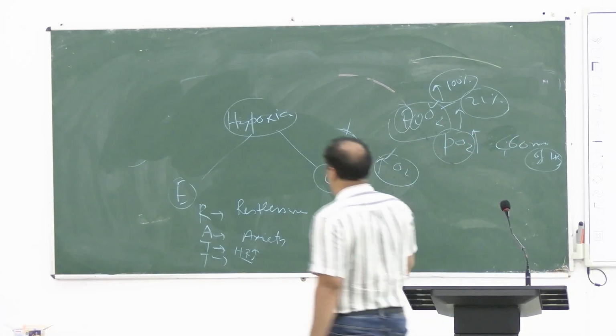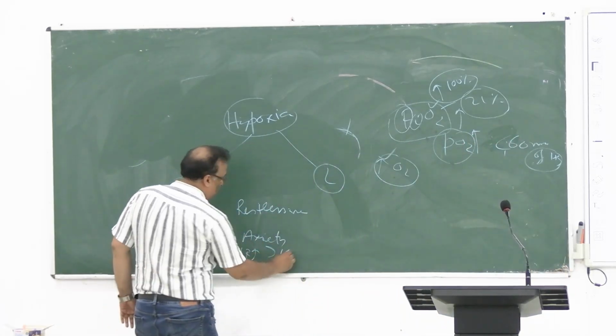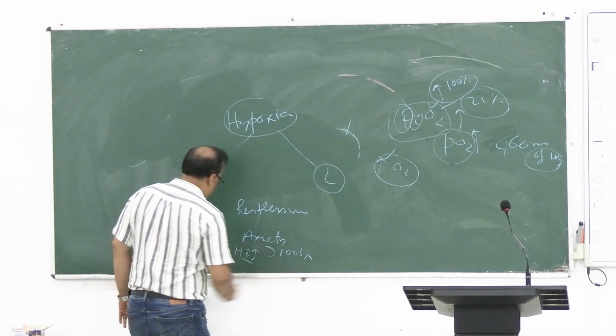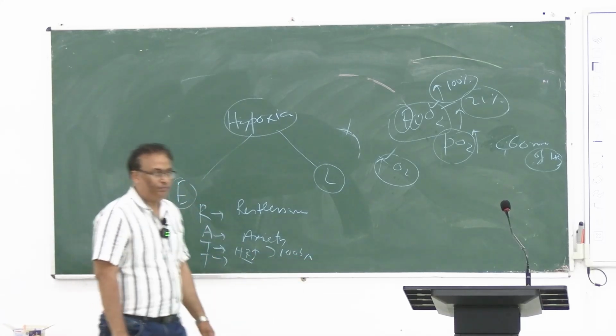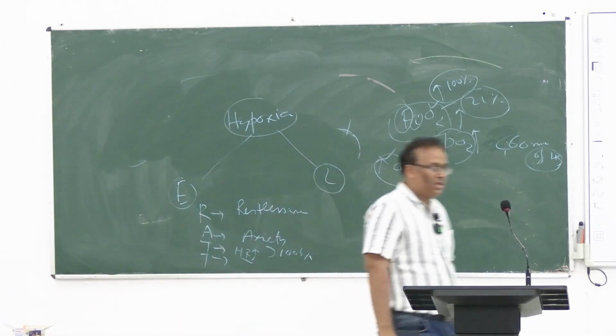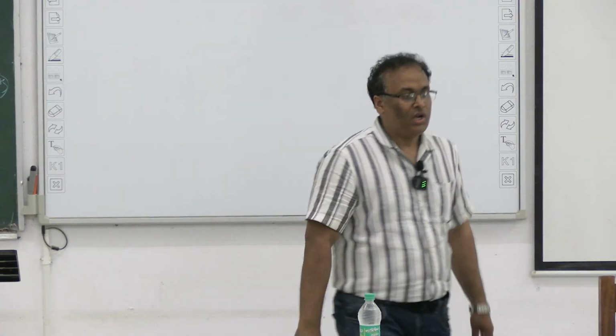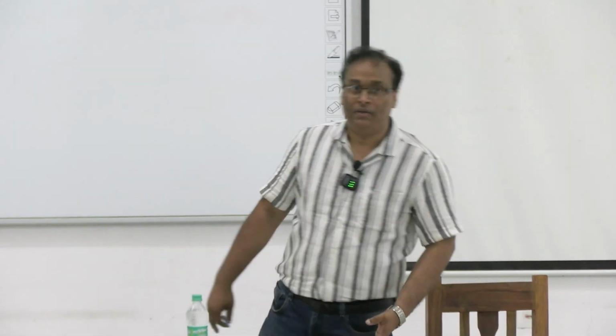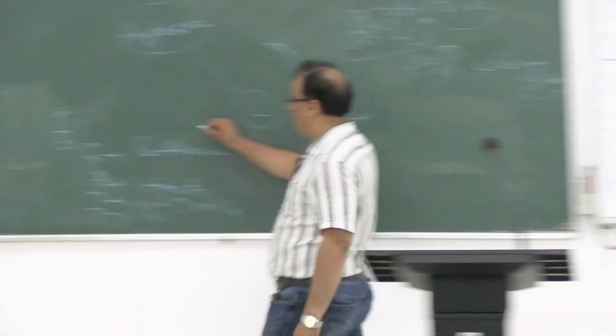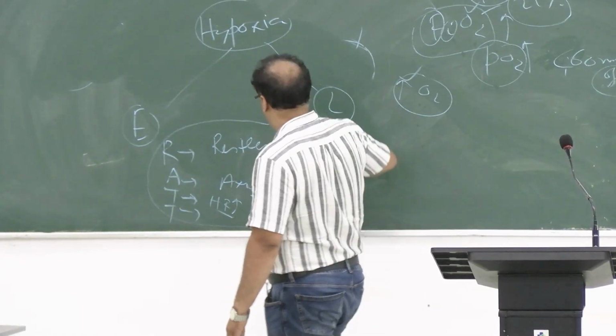More than 100. Look at your confusion. So it is more than 100 beats per minute, and this T is for tachypnea. Tachypnea means the respiratory rate is high. Normal respiratory rate in an adult is 12 to 16. If it presents as 30, that is called tachypnea. So this is your early phase.